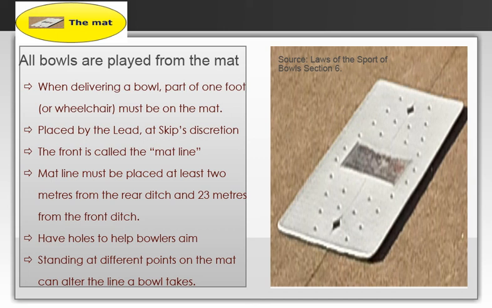The mat line must be placed at least 2 metres from the rear ditch and, in Australia, at least 23 metres from the front ditch. Often mats will have holes in them to help the bowlers aim. Standing at different points on the mat can alter the line that your bowl takes after it's delivered.